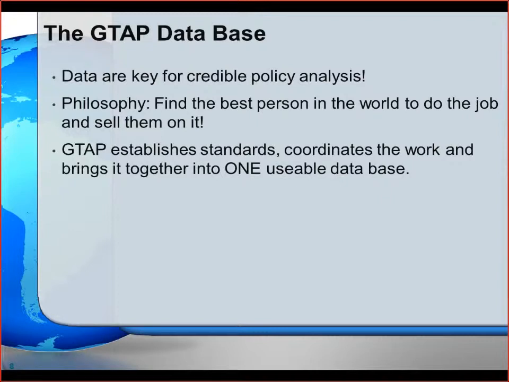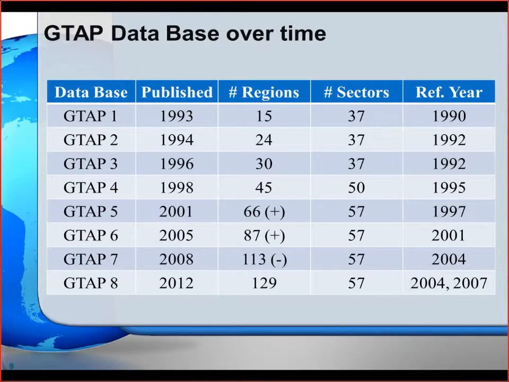Of course, we have a great team of contributors who have been doing it for a long time, but the center's job is to coordinate the efforts and put together a single database. So, as I mentioned, because of these strategies, we have grown from 15 regions in version 1 of the GTAP database to 120 regions in version 8. And the sectors have grown from 37 sectors to 57 sectors.